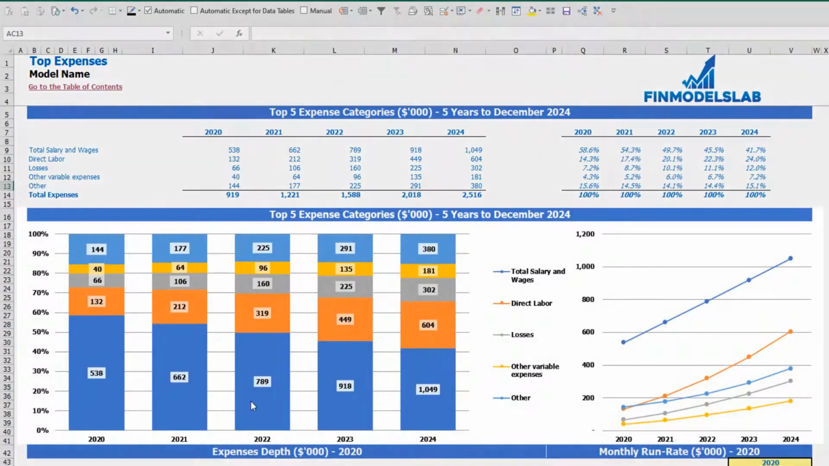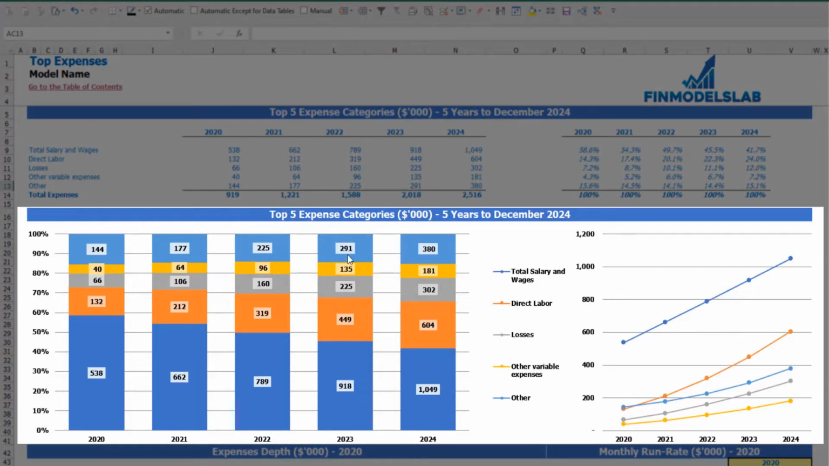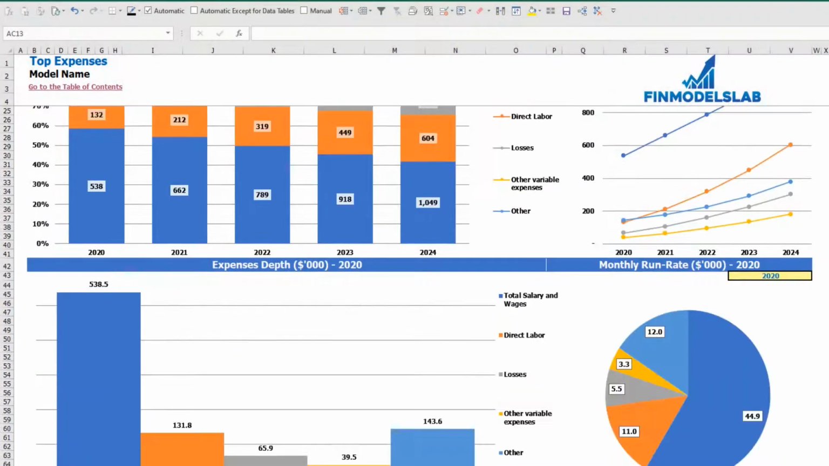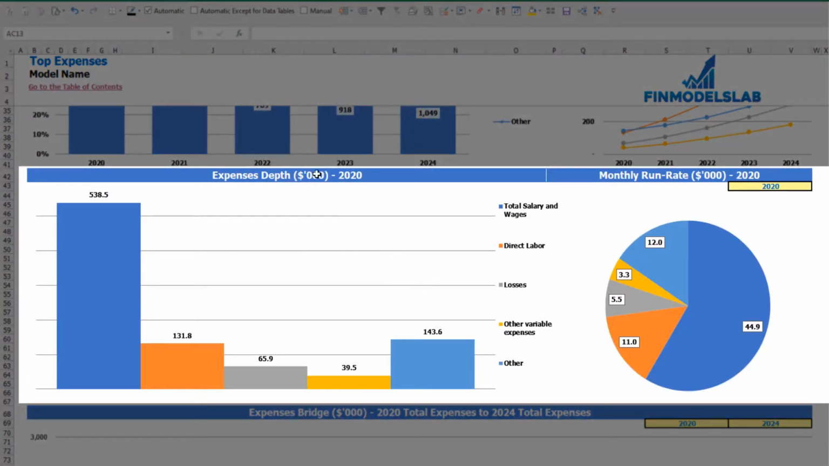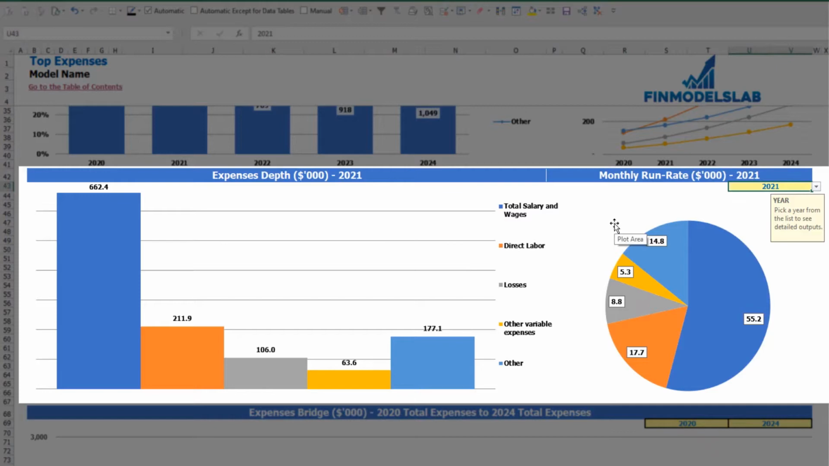The same information you may see on the charts below, which you may find the percentage breakdown and the absolute values breakdown. On the couple of charts below you may find expenses depth and monthly run rate for selected year. You are able to change this year, and you may see the absolute values and percentage breakdown on the pie chart.